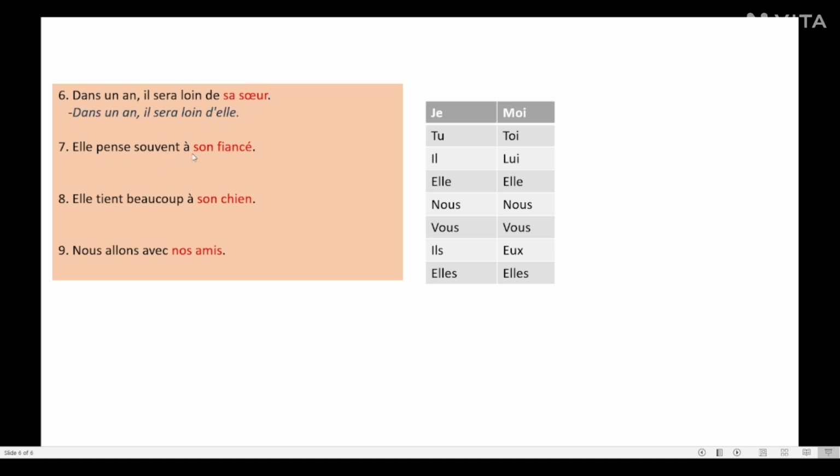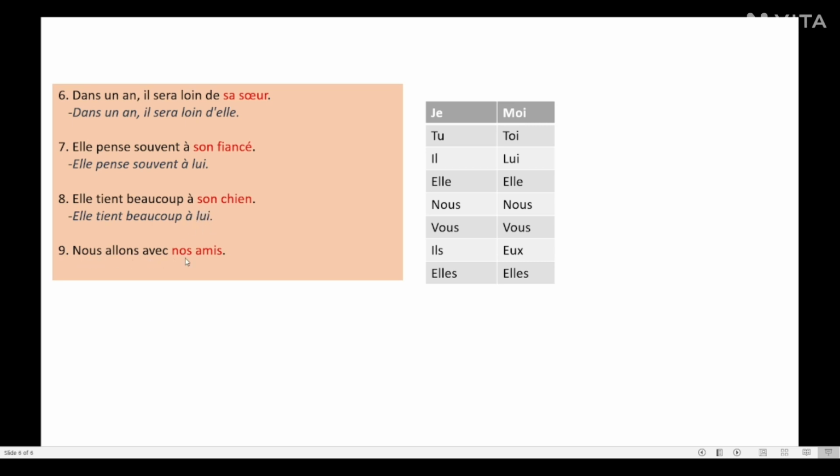Now, elle pense souvent à son fiancé. She always thinks about her fiancé. We have to replace her fiancé with lui. So, elle pense souvent à lui. Elle tient beaucoup à son chien. She is very attached to her dog. So we have to replace this chien. So elle tient beaucoup à lui.